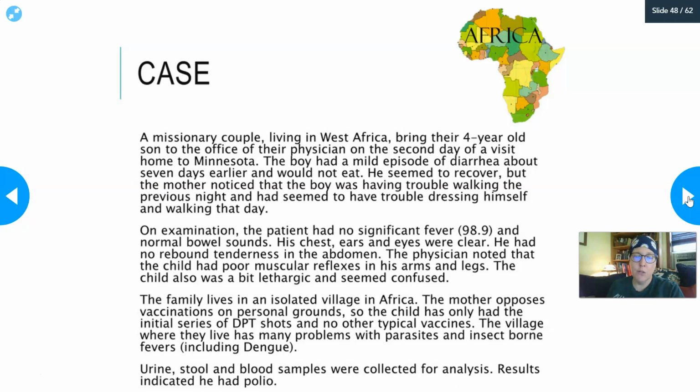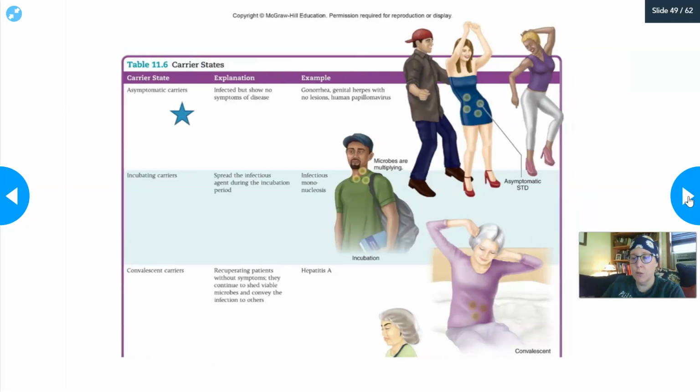The family lives in an isolated village in Africa. The mother opposes vaccination on personal grounds, so the child has only had the initial series of DPT shots and no other typical vaccines. The village where they live has many problems with parasites and insect-borne fevers, including dengue. The urine, stool, and blood samples were collected for analysis, and the results indicated that this child had polio, which we do have a vaccine for.